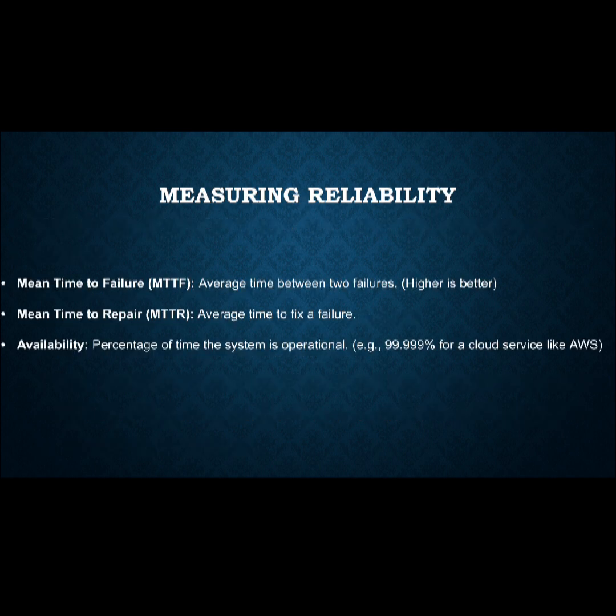Now that we understand the difference between a fault and a failure, let's talk about how we actually measure reliability. It's not enough to just say software is reliable. We need to quantify it. We use special metrics to put a number on reliability, making it tangible and measurable. One of the most common metrics is mean time to failure, or MTTF. This is the average time that a system operates without a failure. Think of it as the average lifespan of a system between 2 failures. The higher the MTTF, the more reliable the system is.